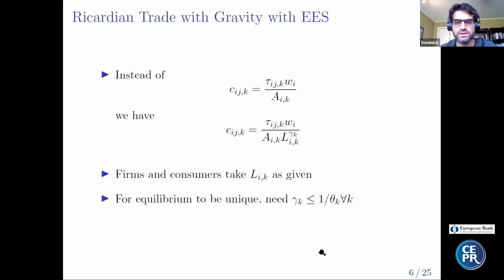Okay. As an aside, for equilibrium to be unique in this type of model, the external returns cannot be too large. In fact, they have to be less than or equal to 1 over the trade elasticity. And so, minor point, we'll see that that's going to be satisfied by our estimates, so we won't have to worry about that. Okay.